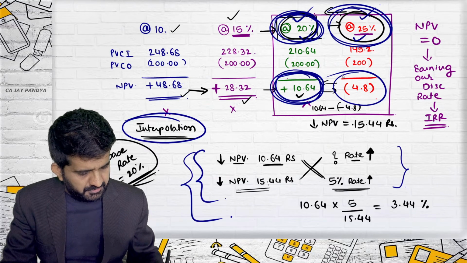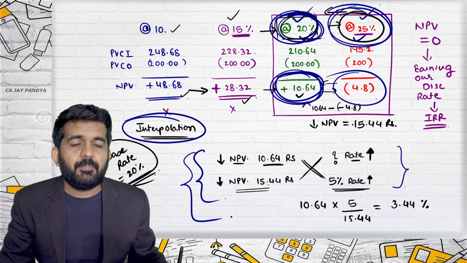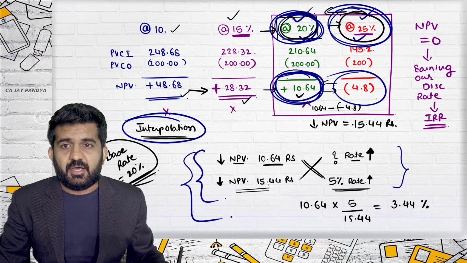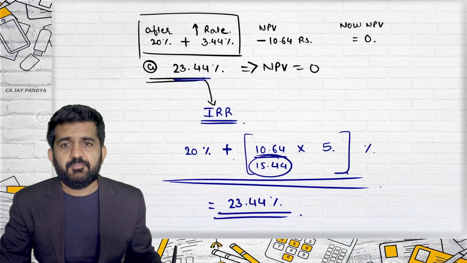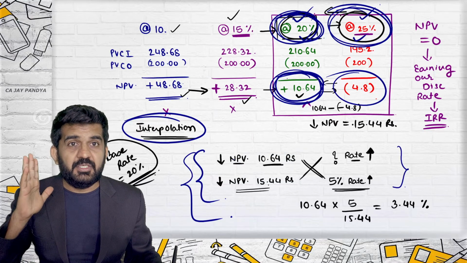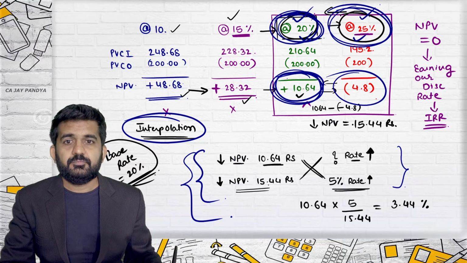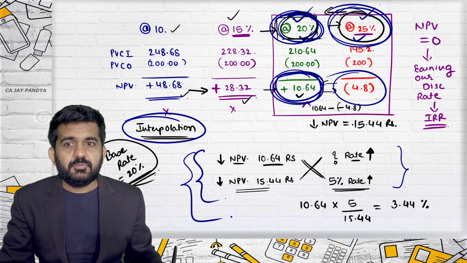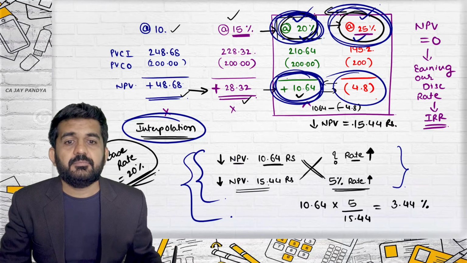Two questions. I will be showing you these two charts. Number one, what is IRR? Abhishek, for our project. 23.44. What is NPV of the project? 0. Any other student? What is NPV of this project?